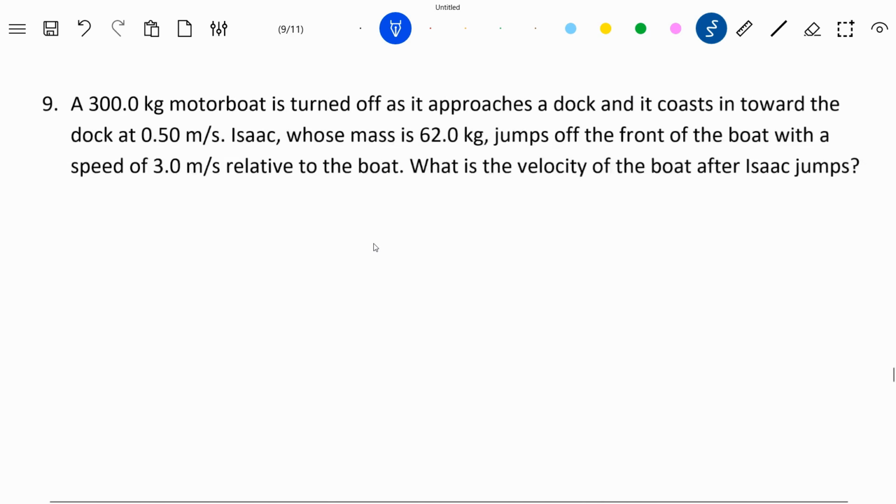Moving on. Last problem. So, motorboat turned off as it approaches the dock, and it coasts towards the dock at 0.5 meters per second. Person, mass is that, jumps off the front of the boat with the speed of that relative to the boat. Okay, what is the velocity of the boat after Isaac jumps? So I'm going to have to interpret that as 3 meters per second, relative to what the boat was doing prior to him jumping off.